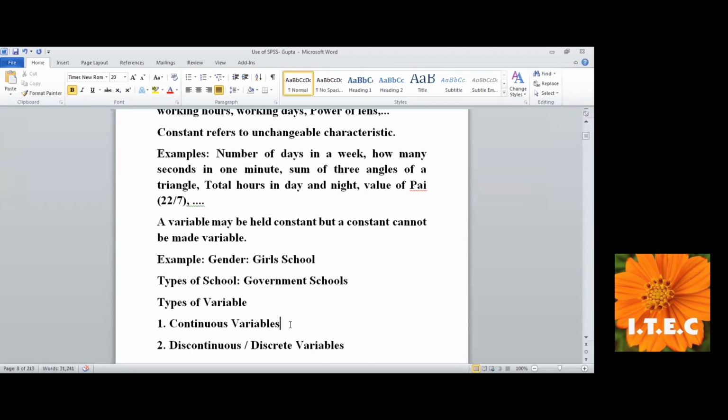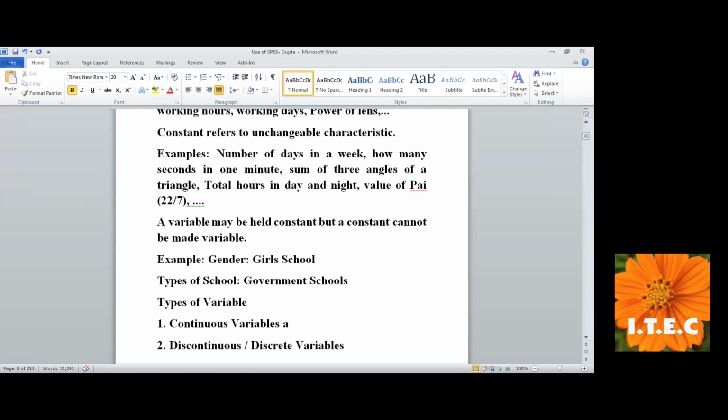In philosophical research, you do have the discontinuous variable. In historical research, you have discontinuous as well as continuous variable. Survey research, continuous and discontinuous variable. Experimental, continuous and discontinuous variable. And case study research, continuous and discontinuous. So these are the variables which you can use in any type of research.